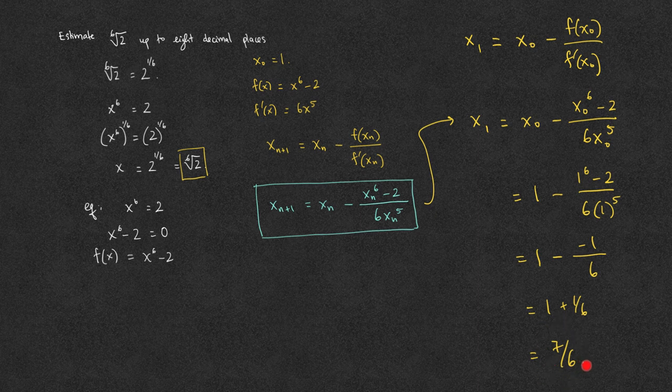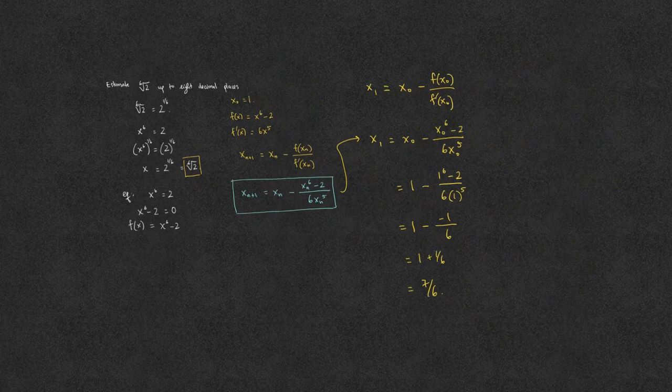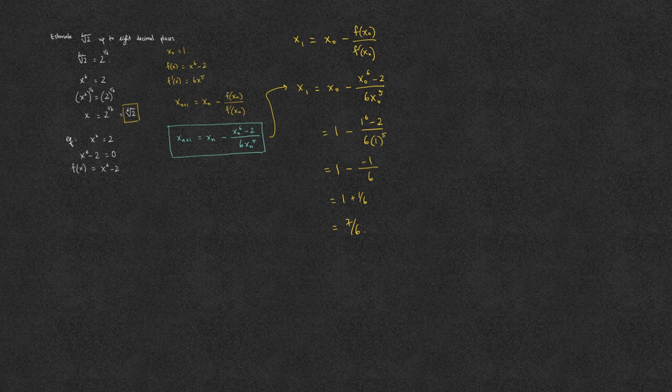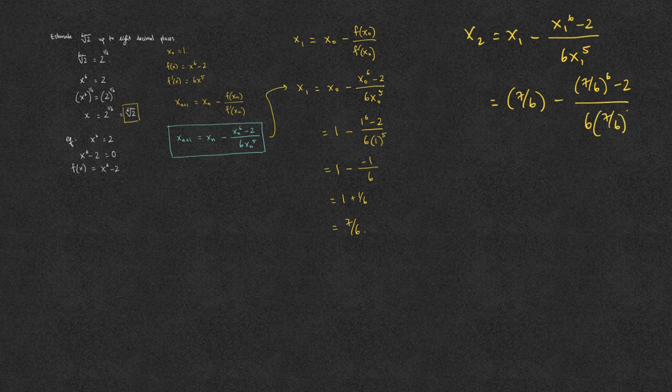x sub 1 is 7 over 6. We then use x sub 1 to find x sub 2 using the same formula that we obtained earlier. x sub 2 is therefore x sub 1 minus x sub 1 to the 6th power minus 2 over 6 times x sub 1 to the 5th. But x sub 1 is 7 over 6, so we replace x sub 1 with 7 over 6: 7 over 6 to the 6th power minus 2 over 6 times 7 over 6 to the 5th.